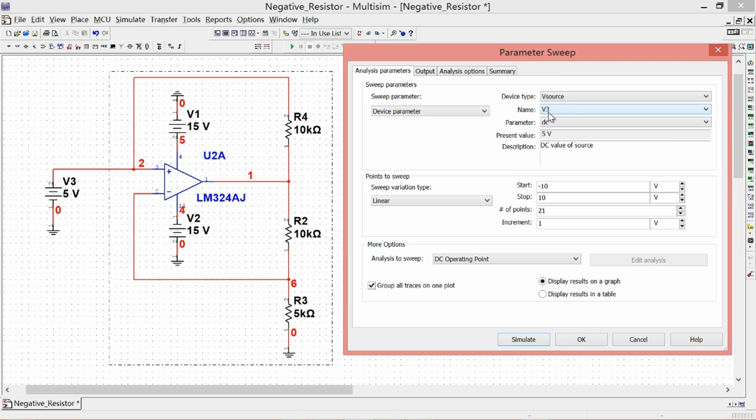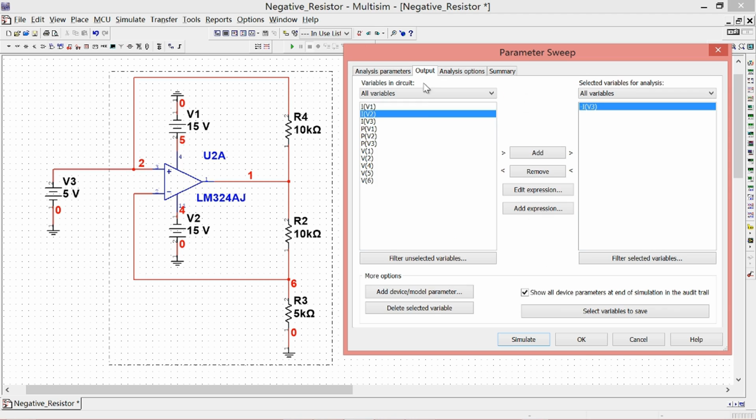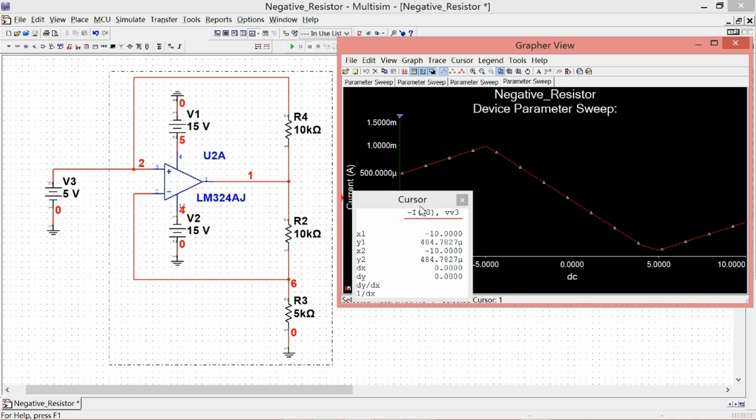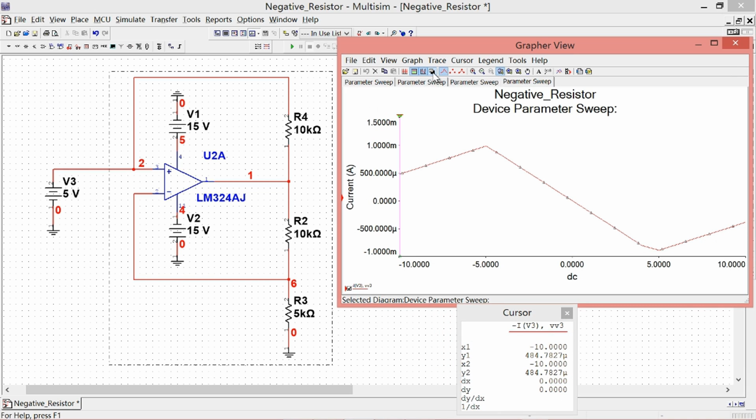V3 is set from minus 10 to 10 volts. The increment is 1 volt, so there are 21 points. The output is minus IV3, which is the input current. Click Simulate. Choose white background. Use cursors to measure. From about minus 5 to positive 5 volts, the circuit in the dashed box can be considered as a negative resistance.